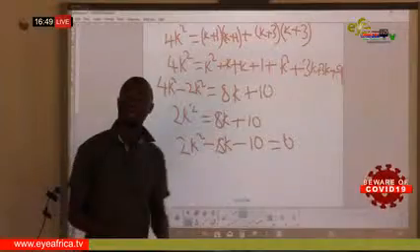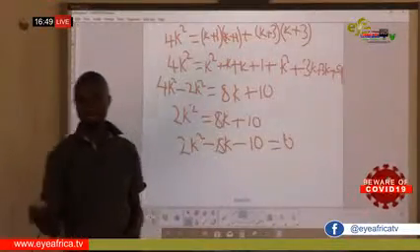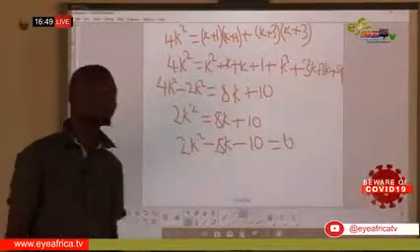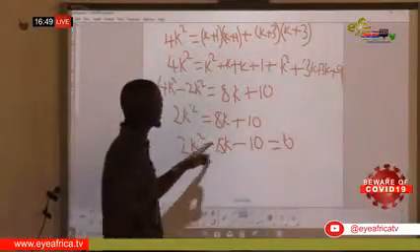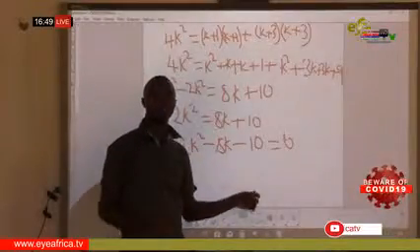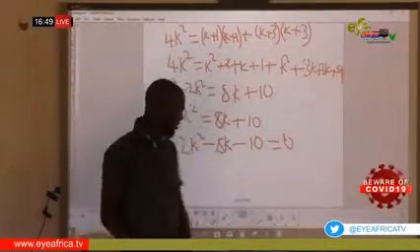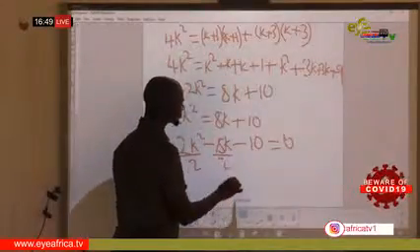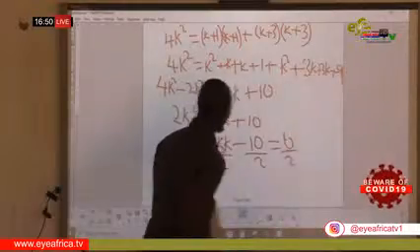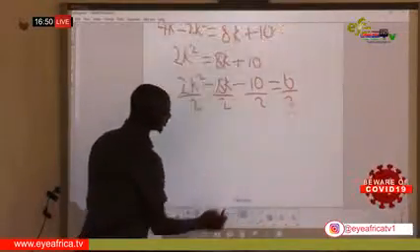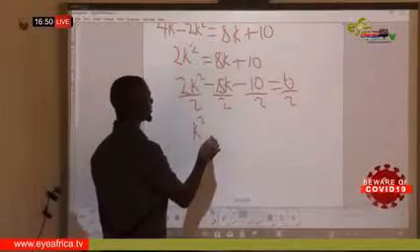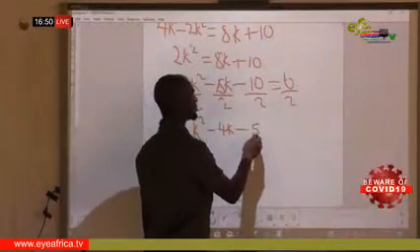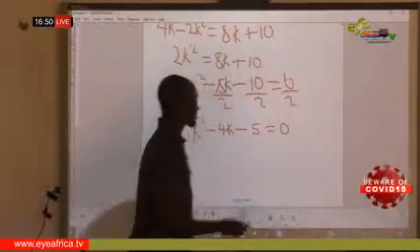We use the quadratic format either by factorization or completing the square. We can also reduce the equation because this is 2k square, 8k, minus 10. So 2 can reduce everything. If you reduce, you will divide here by 2, divide here by 2, and divide here by 2. You are dividing throughout. So this will give us k square minus 4k minus 5 is equals to 0.